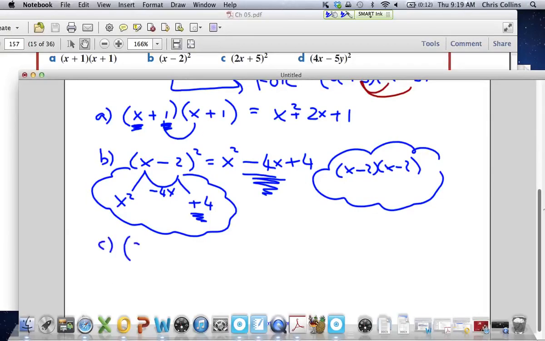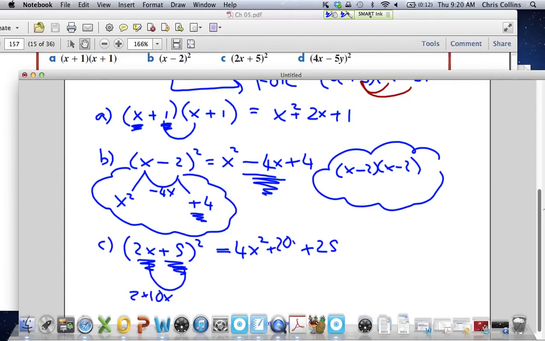C, 2x plus 5 squared. Okay, I'll do this one without any complications. It's a perfect square. Square the first one, I get 4x squared. Square the second thing. Plus 5 squared is plus 25. And then these two multiplied give me 10x, but I've got to double that answer, right? So it's going to be 2 times 10x, which gives me plus 20x. So I've used my pattern. This is all what's inside my head. And I just write the answer down here.